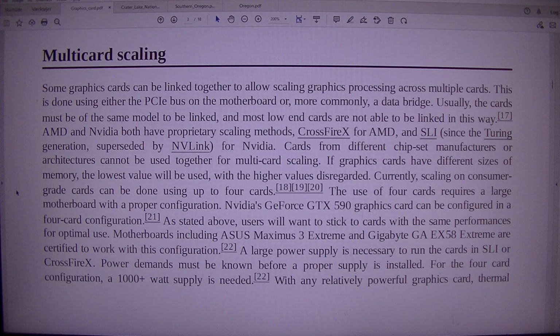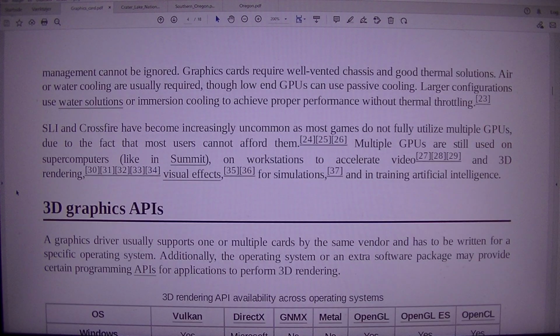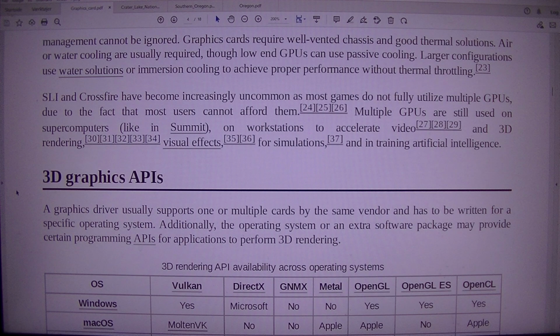With any relatively powerful graphics card, thermal management cannot be ignored. Graphics cards require well-vented chassis and good thermal solutions. Air or water cooling are usually required, though low-end GPUs can use passive cooling. Larger configurations use water solutions or immersion cooling to achieve proper performance without thermal throttling.